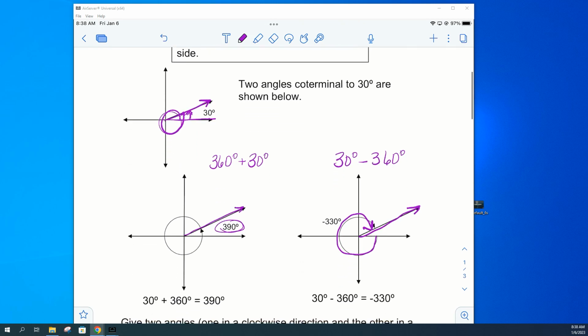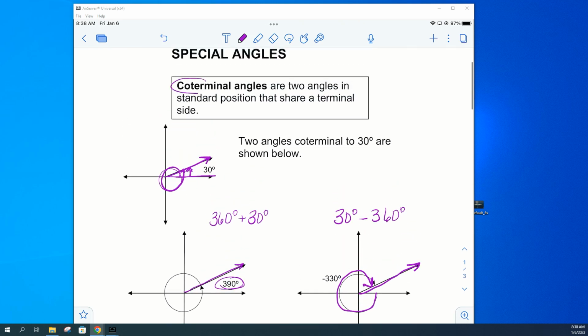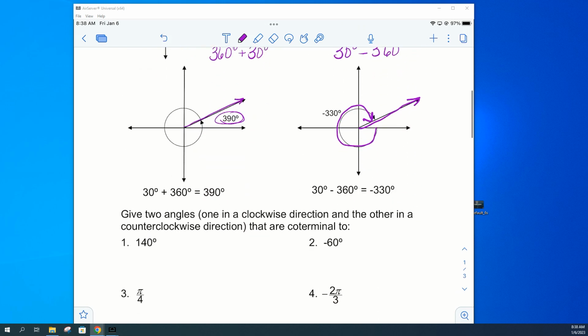The nice thing with coterminal angles is here is what I want you to think. When you see coterminal, I want you to think either add or subtract 360 if you are in degrees. If you're in radians, well, what would that be? You would add or subtract 2 pi. So let's do some examples.